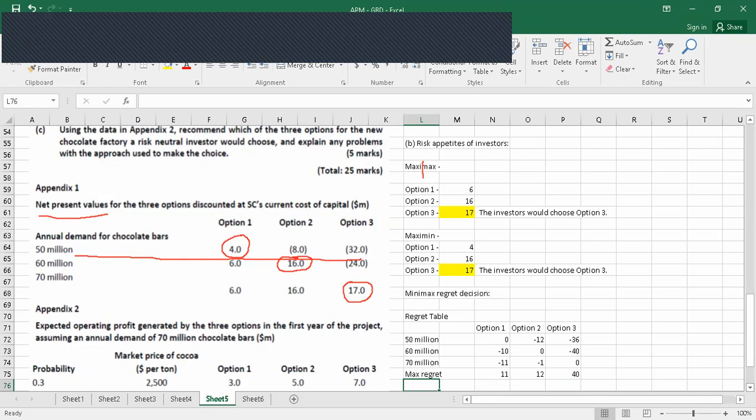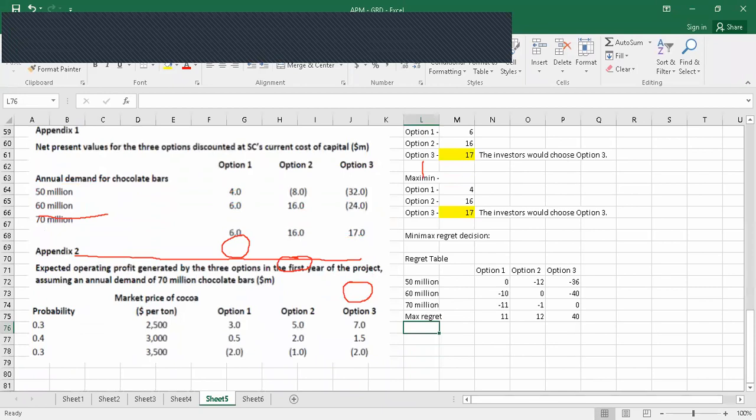Minimax regret rule, isn't it? If it is the minimax regret rule, then they would go with option 1. So the investors would choose option 1. I hope that's clear. Yes, ma'am.